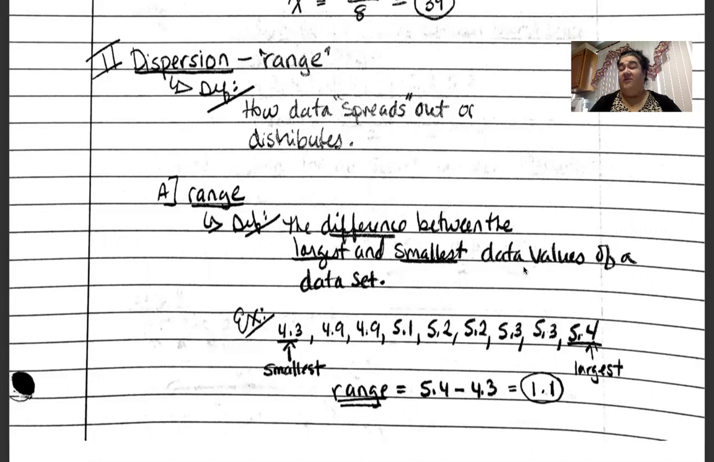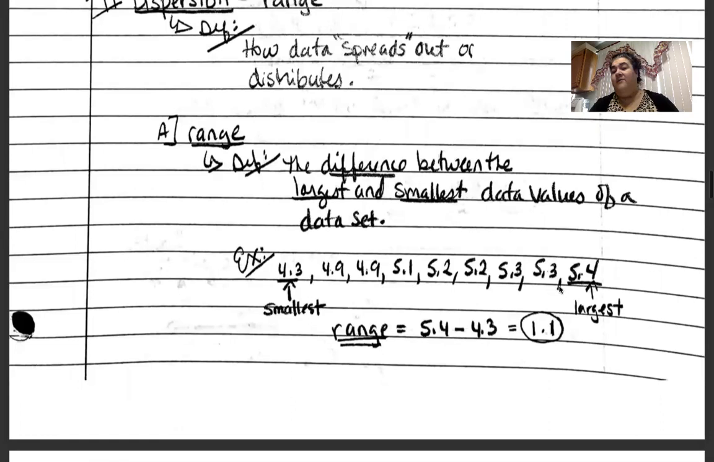So for example, if we look at this data set again of those reading scores that we were looking at earlier, to find the range of this data set, we would identify the smallest data value, there it is, 4.3. And we would identify the largest data value, there it is, 5.4, and then we would proceed to find the difference between them. So 5.4 minus 4.3, the difference between them is 1.1. That's the range. Now, the smaller the range, the less dispersion is happening in that particular data set. The larger the range, the larger dispersion is occurring in that data set, okay? So it gives you a sense, but it is the simplest way of looking at dispersion.